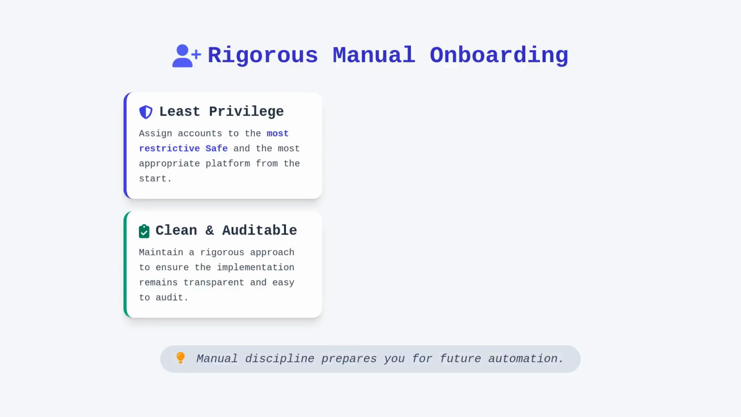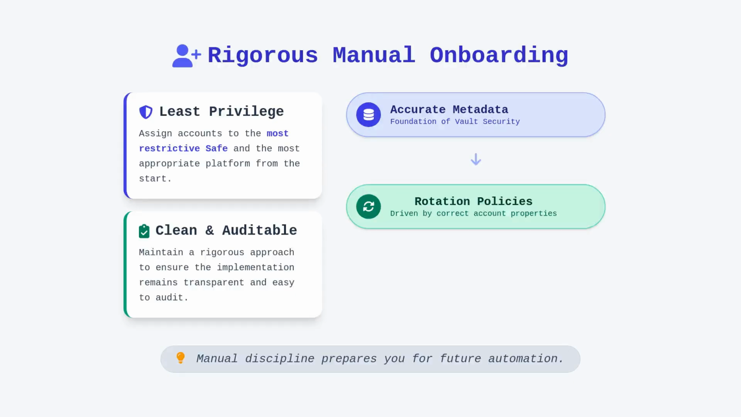This manual discipline prepares you for the more automated scenarios we will discuss later, where understanding the underlying properties remains just as vital. Remember that the vault is only as secure as the accuracy of the account metadata you provide during this onboarding phase. Consistency in how you represent an account's properties influences everything from the success of rotation policies to the precision of your eventual compliance reports.